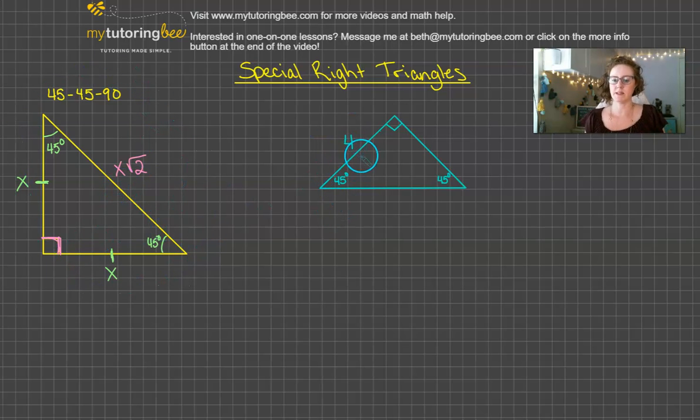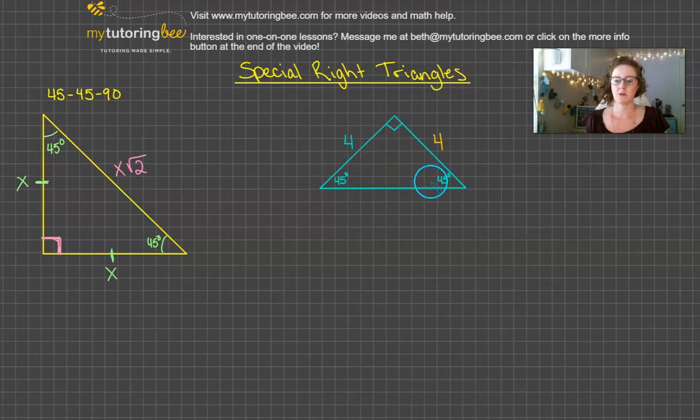So if we know that this side is 4 units, then that means that this side is also 4 units. Because it's an isosceles triangle, it has to have two sides that are equal, and because this 45-degree angle corresponds to this length of 4, then that means this 45-degree angle also has to correspond to a length of 4.